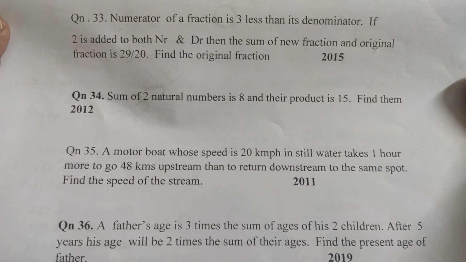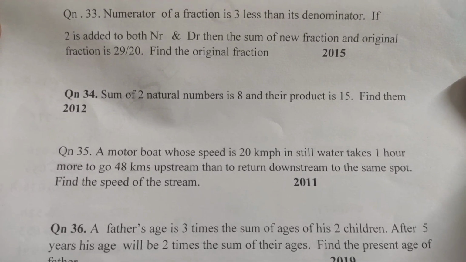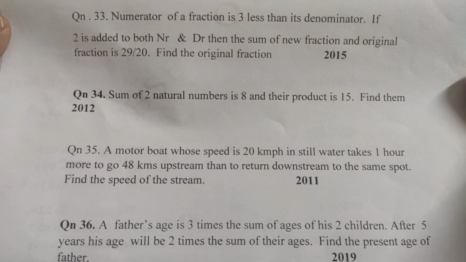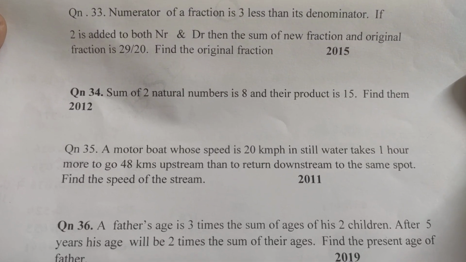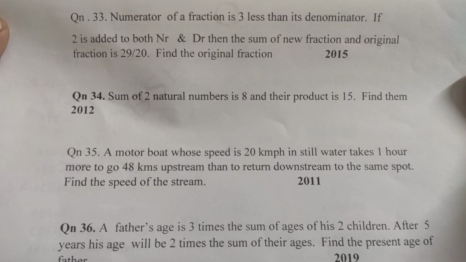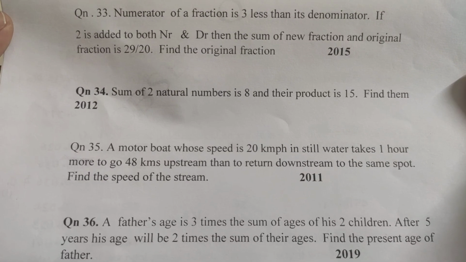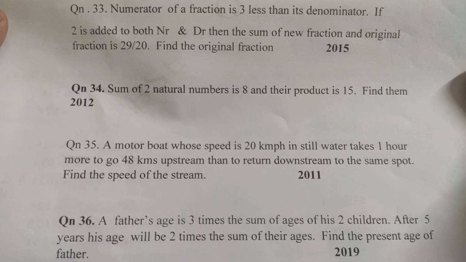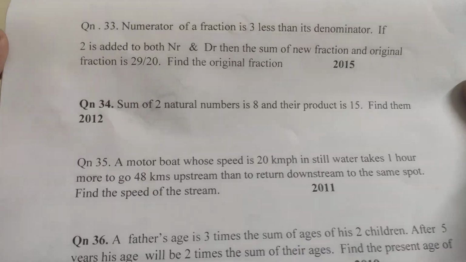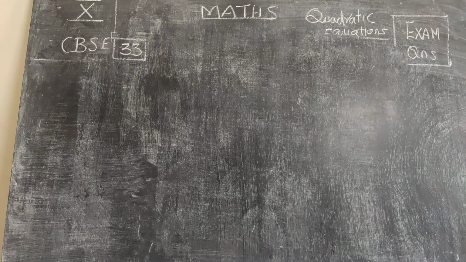First problem: the numerator of a fraction is 3 less than the denominator. If 2 is added to both numerator and denominator, then the sum of the new fraction and the original fraction is given as 29 by 20. Find the original fraction. Now, I will show you how to do the problem.